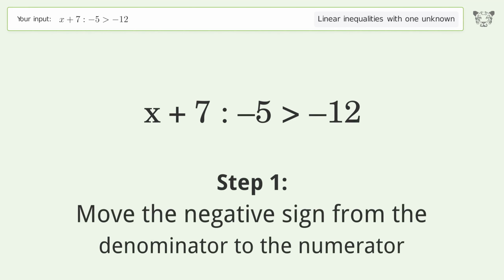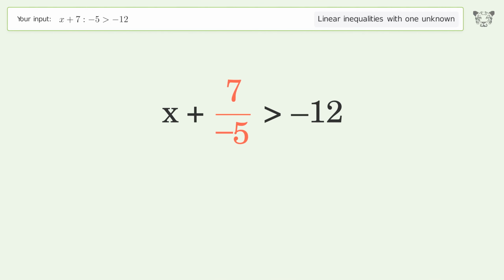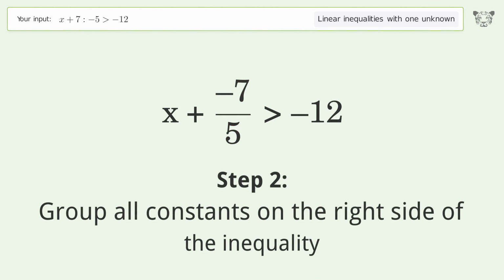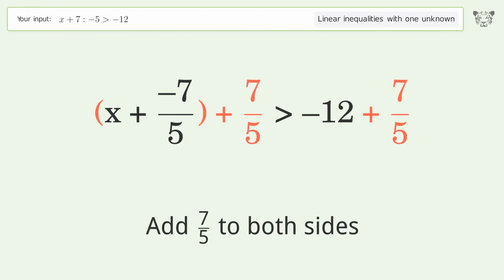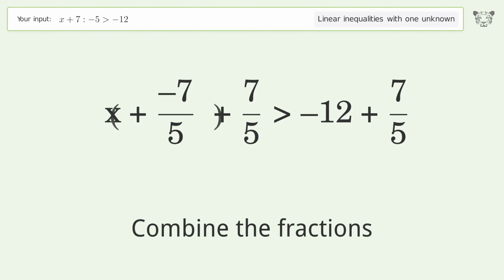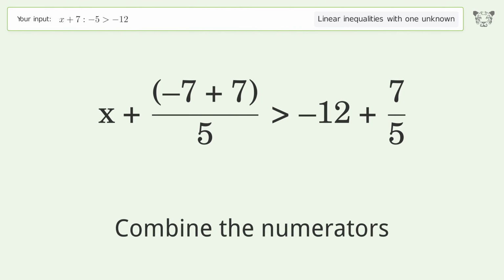Move the negative sign from the denominator to the numerator. Group all constants on the right side of the inequality. Add 7 over 5 to both sides. Combine the fractions. Combine the numerators.